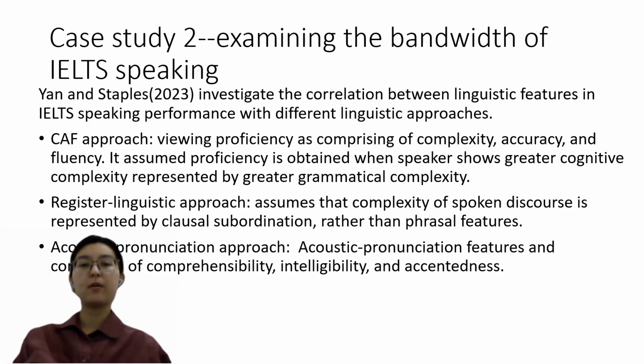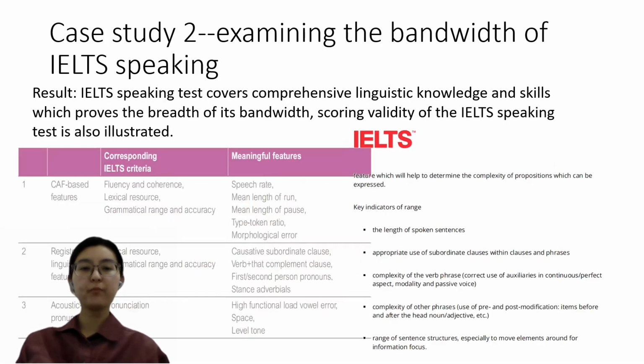Researchers investigated the correlation between linguistic features in IELTS speaking performance with different linguistic approaches. The CAF approach views proficiency as comprising complexity, accuracy, and fluency, whereas the linguistic approach assumes that complexity of spoken discourse is represented by clausal subordination. The acoustic pronunciation approach views proficiency as comprehensibility, intelligibility, and accentedness.